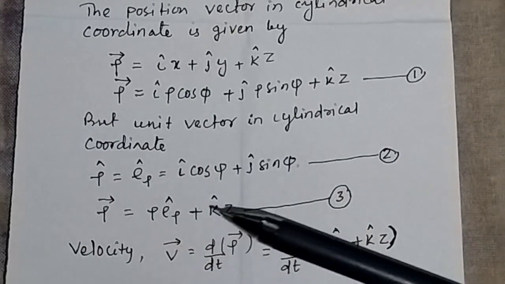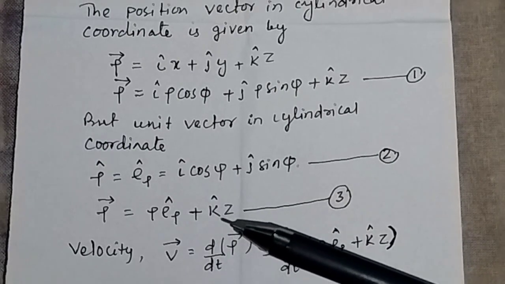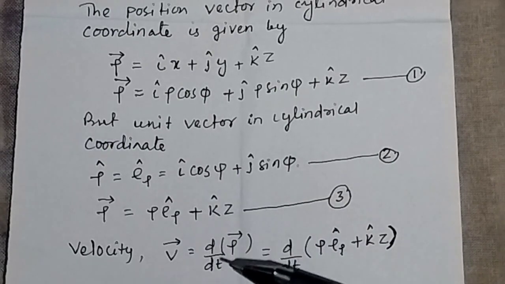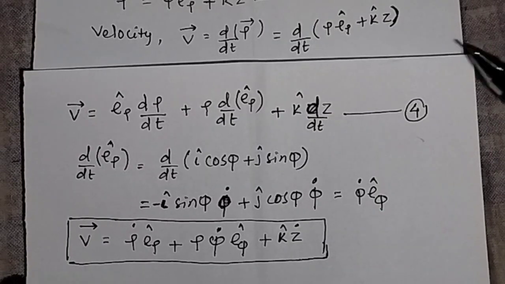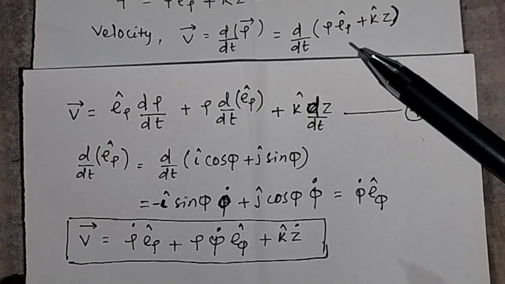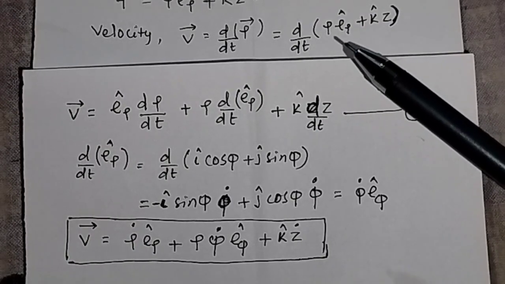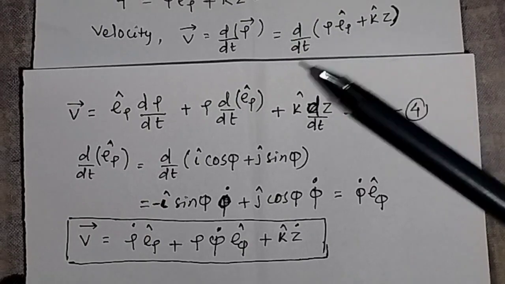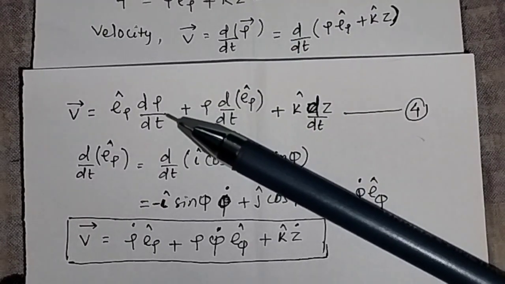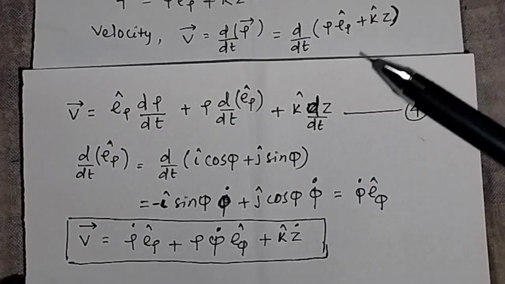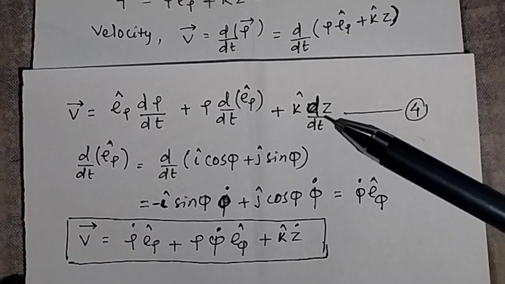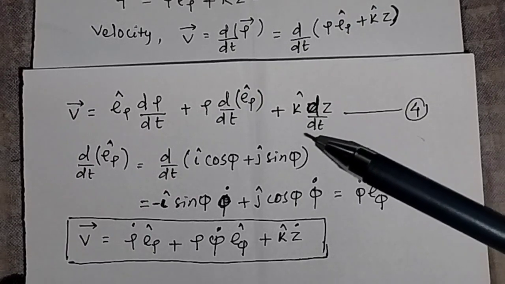So this will be the value of the position vector, and if you take the derivative of this position vector with respect to time, then you can calculate the velocity. When you calculate the derivative, you have two factors, ρ and e_ρ cap. So e_ρ cap times the derivative of ρ, then ρ times the derivative of e_ρ cap, plus k cap times the derivative of z with respect to t.